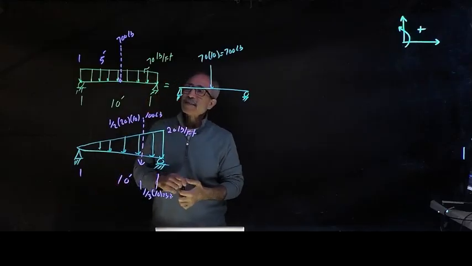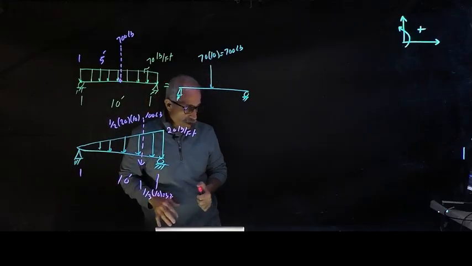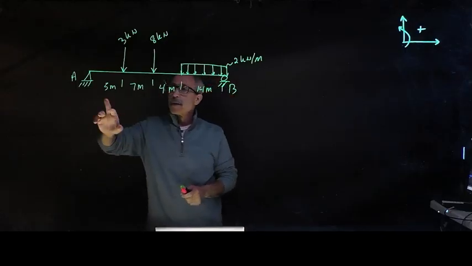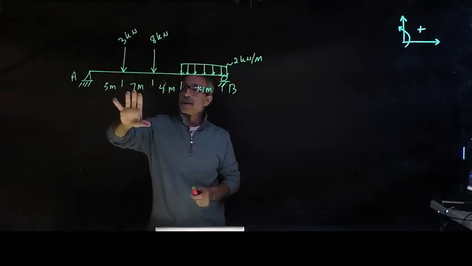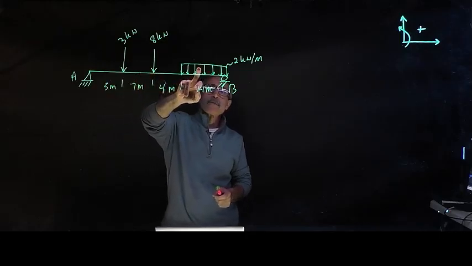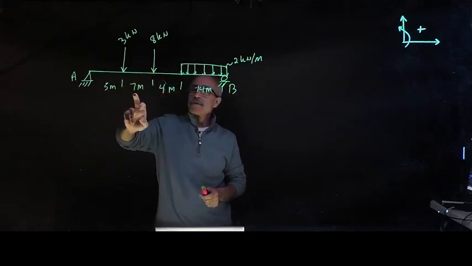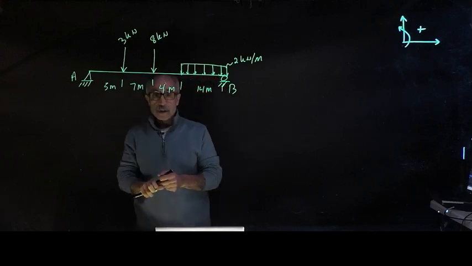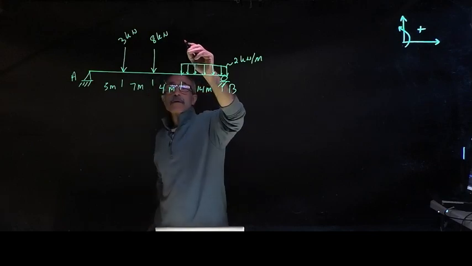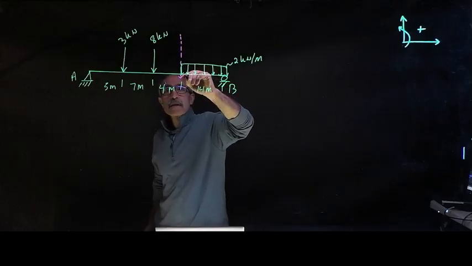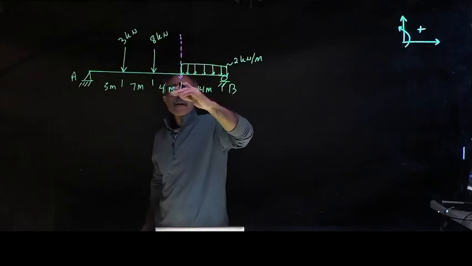So let's do an example with the uniform distributed load in it. Let me erase this. Okay, so we got this beam right here. It's in SI system, 3 kilonewton, 8 kilonewton, and this is 2 kilonewton per meter, 5 meter, 7 meter, 4 meter, 14 meter. Where is the resultant force going to be? We're going to assume the resultant force is going to be right here somewhere, not at the edge of this. I don't know where.